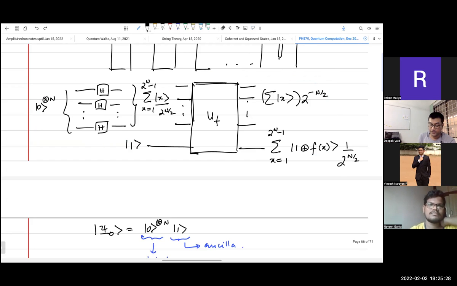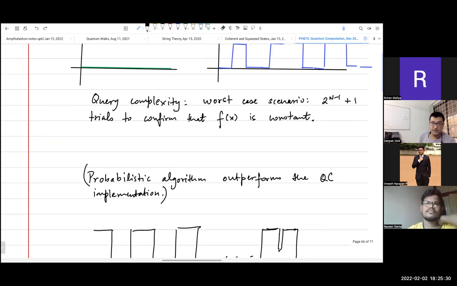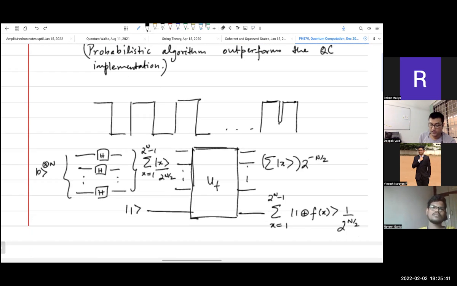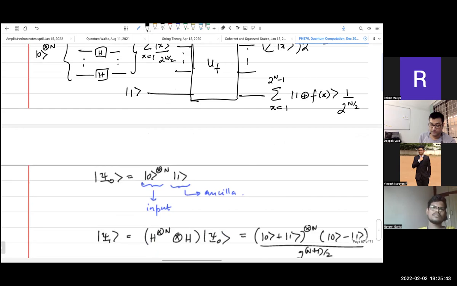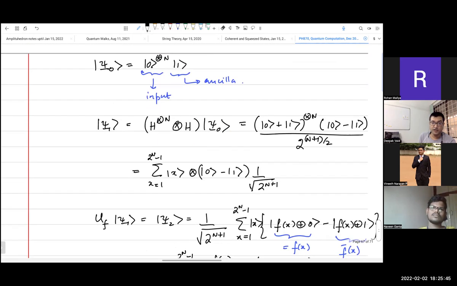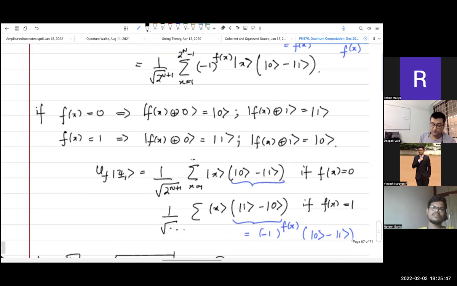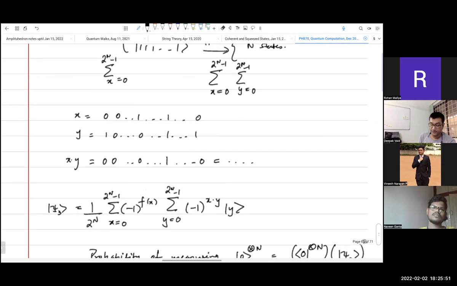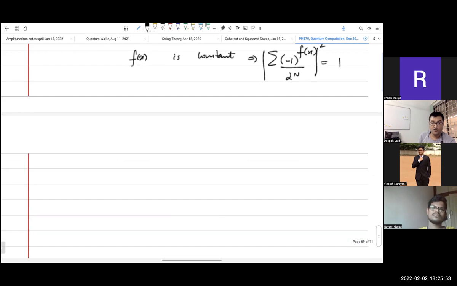Whereas the classical computation of f of x is almost trivial. You just have to look it up in some table, right? So that is one reason why this algorithm is not particularly interesting. It doesn't tell us a great deal about the power of quantum computation. Okay.